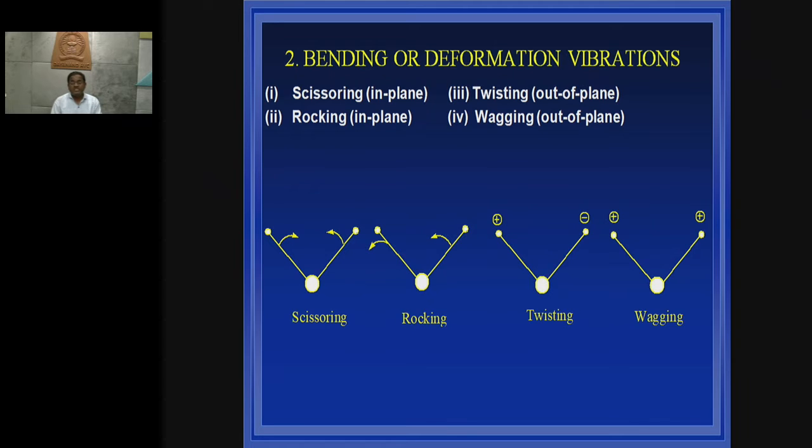Here twisting occurs. One bond is positive, another is negative. Or the right side is positive and the left is negative. Or both may be positive, both may be negative. So these vibrations take place out of plane.